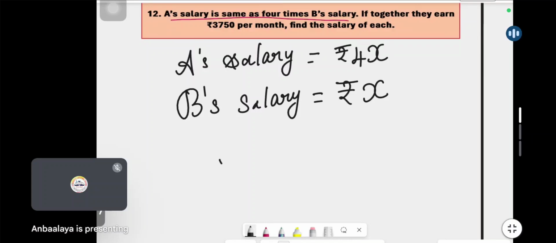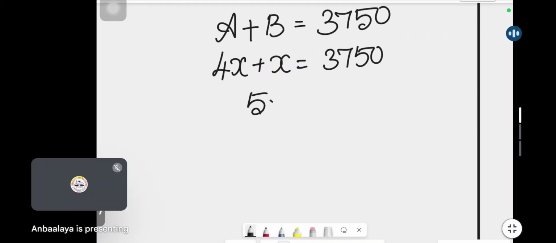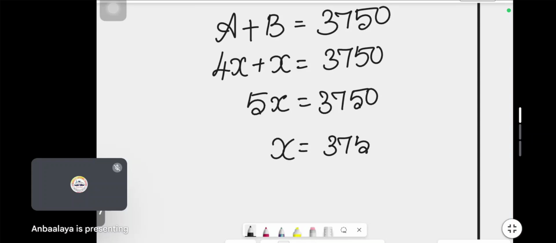Together they earn A's salary plus B's salary, which is the monthly salary 3,750. A's salary is 4x, so 4x plus x, 5x is equal to 3750.